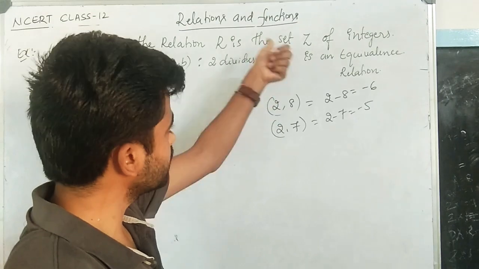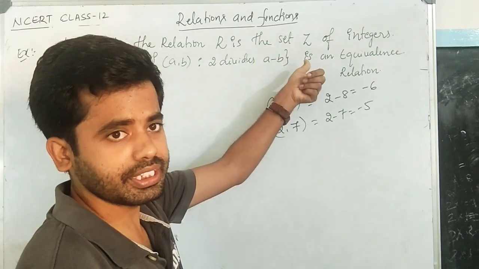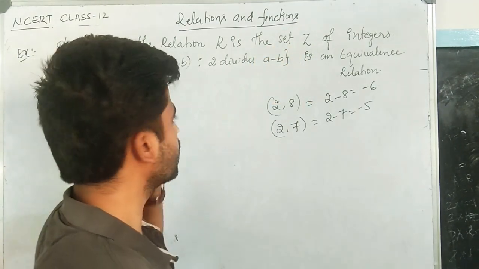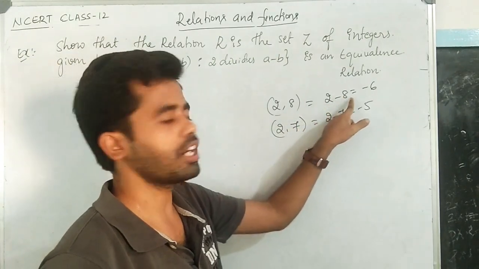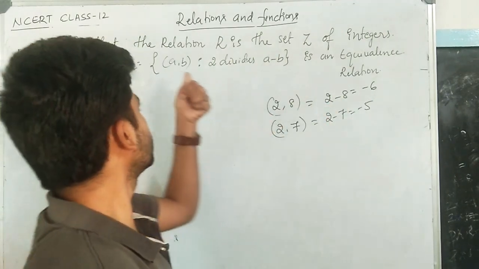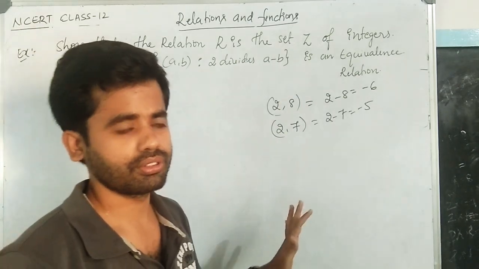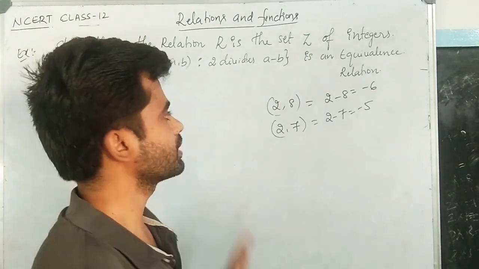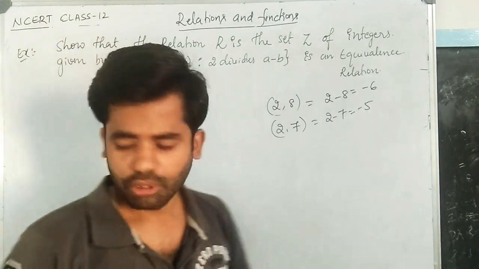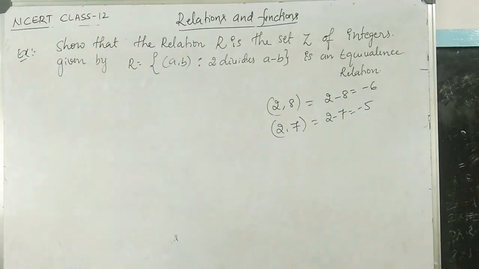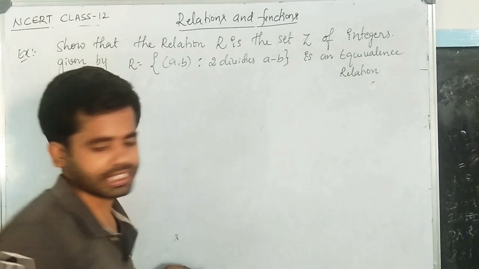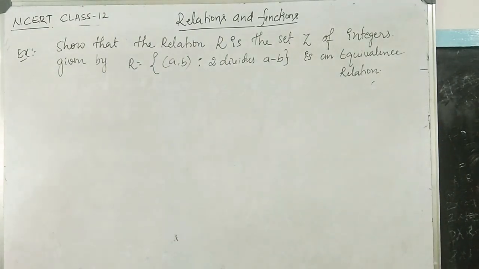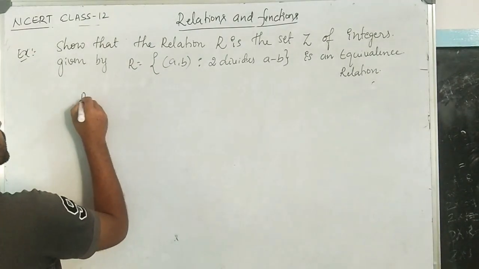It may be that 2 is in the integers and 7 is in the integers, but the relation is defined as the set of ordered pairs whose difference must satisfy the rule, so the pair must belong to R. That is how the relation is defined. Now let me check whether the relation satisfies reflexive or not. I will take reflexive first.